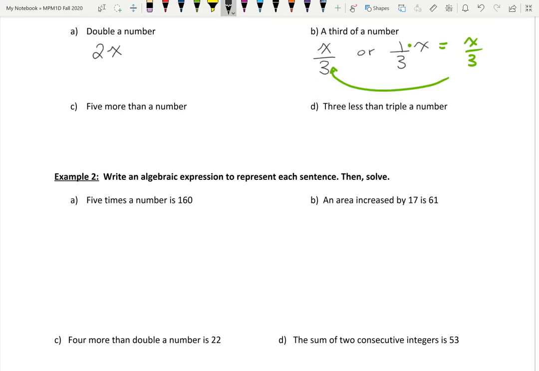Five more than a number. So remember, more means addition. 5 more, add 5 to whatever the number is, which is x. So x plus 5. 3 less than, triple a number. So 3 less than, which means we're going to subtract 3 from the number that is tripled.